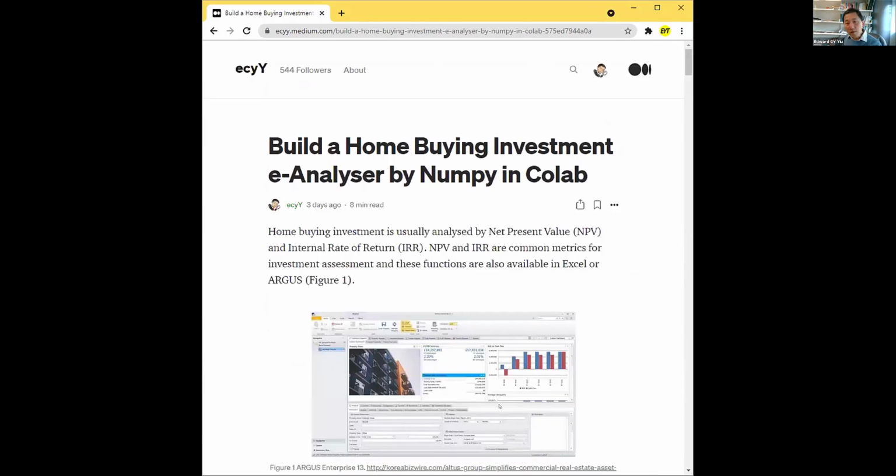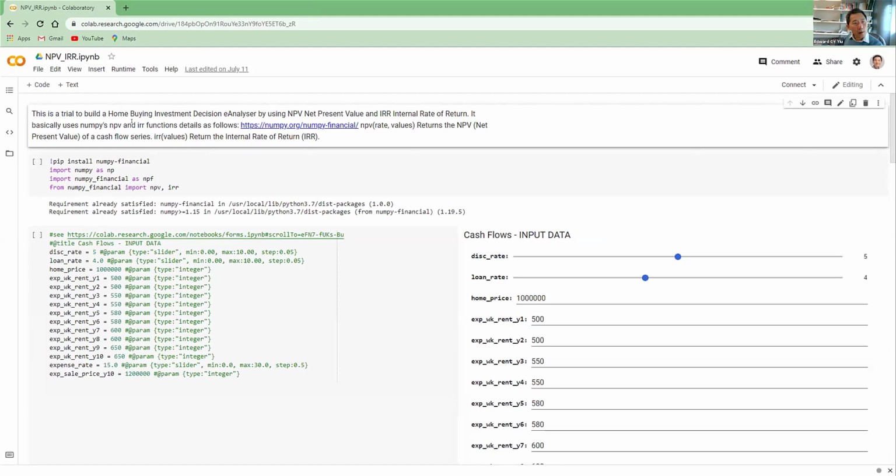Okay, so today we are going to build an e-Analyzer by using numpy in Colab. This one is using numpy-financial's NPV and IRR functions. So just as last time, we install numpy-financial and also use numpy as np and numpy-financial as npf, and import the NPV and IRR functions.